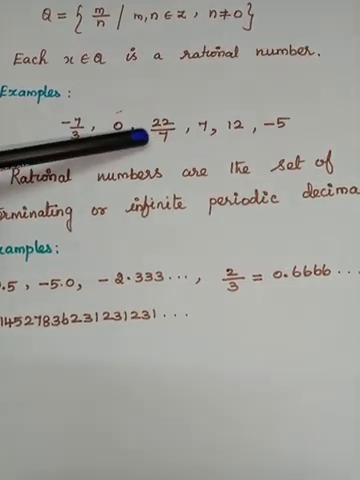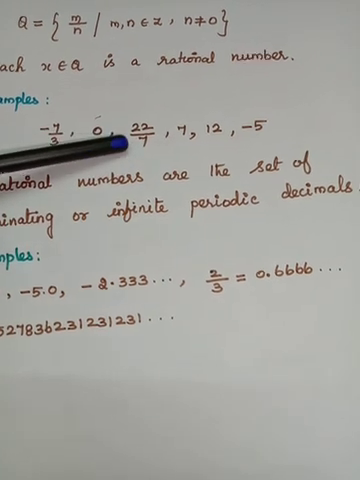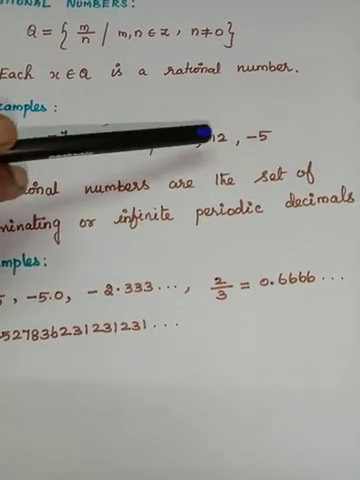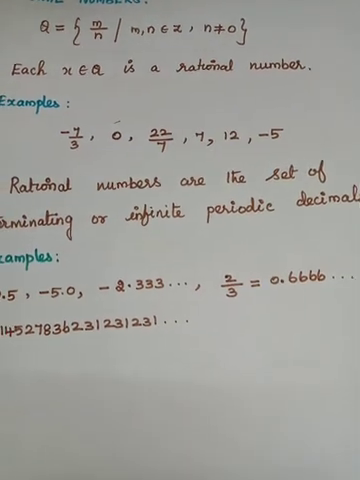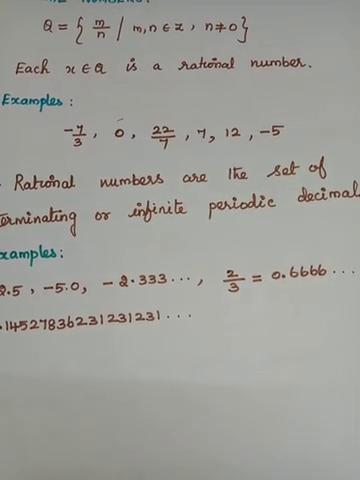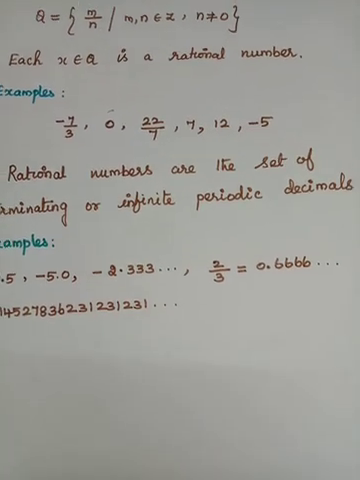And 22 by 7 is in the form of m by n, so it is a rational number. And 7, 12, minus 5 can be written as 7 by 1, 12 by 1 and minus 5 by 1. So those numbers are called rational numbers.